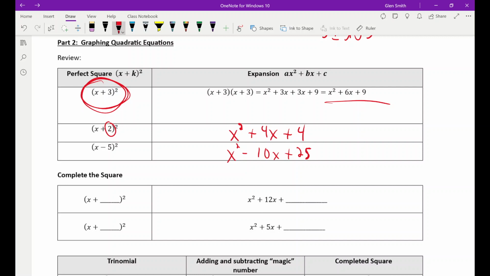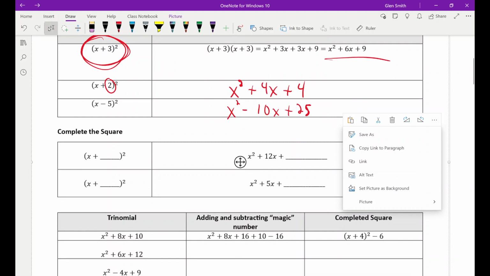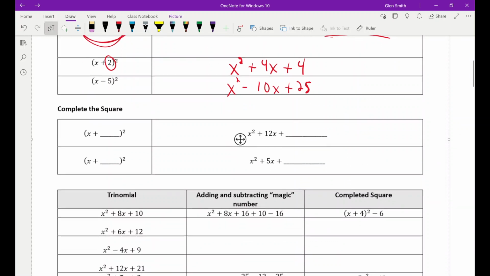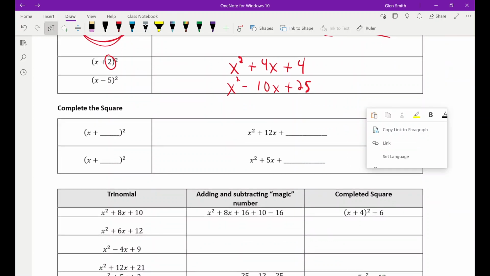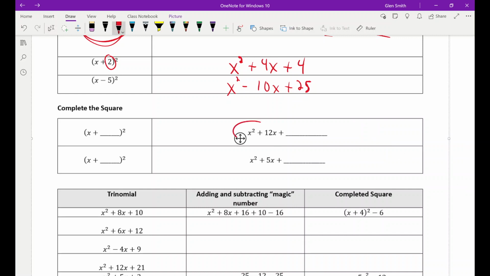There we go. Okay. And then we also did last time, we talked about completing the square. And so if we want to make this a perfect square here, and there's a 12 in the middle, so we're looking at this right here, and we want to make that a perfect square, I know that the number in these parentheses has to be a 6. And if that's a 6, this has to be a 36.